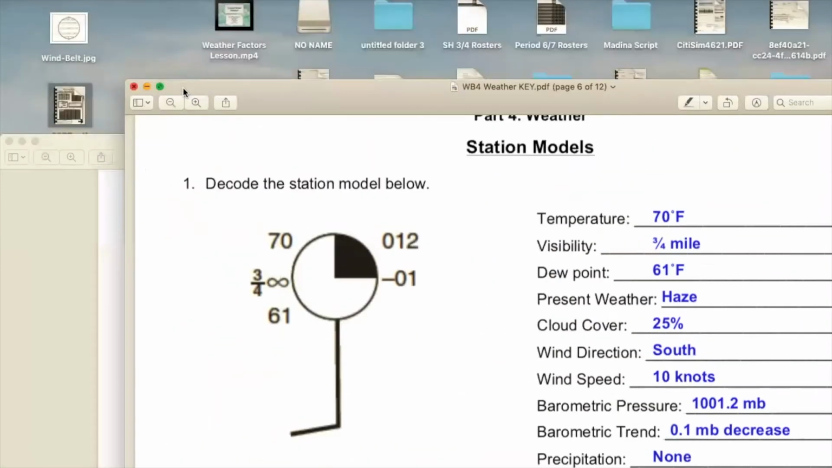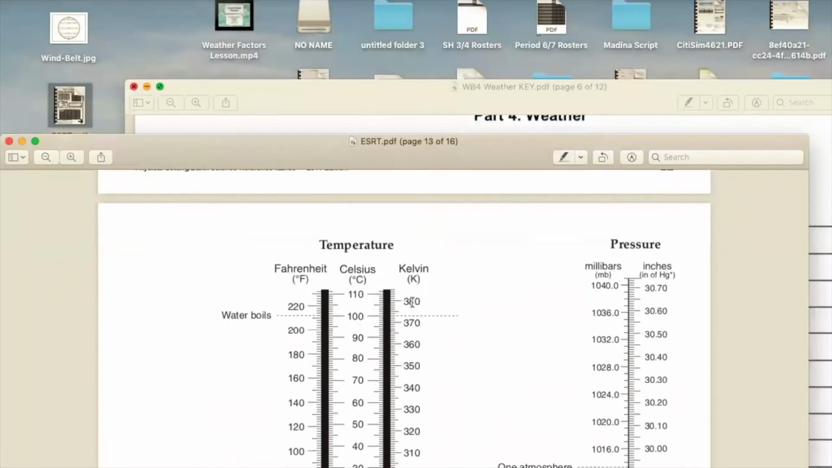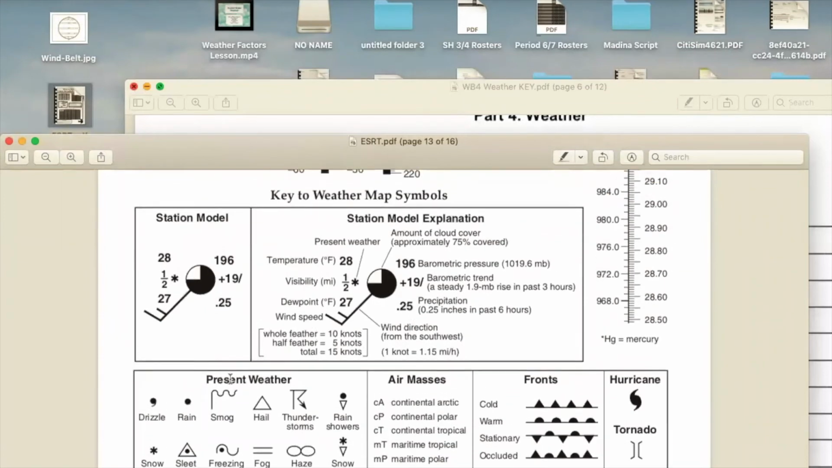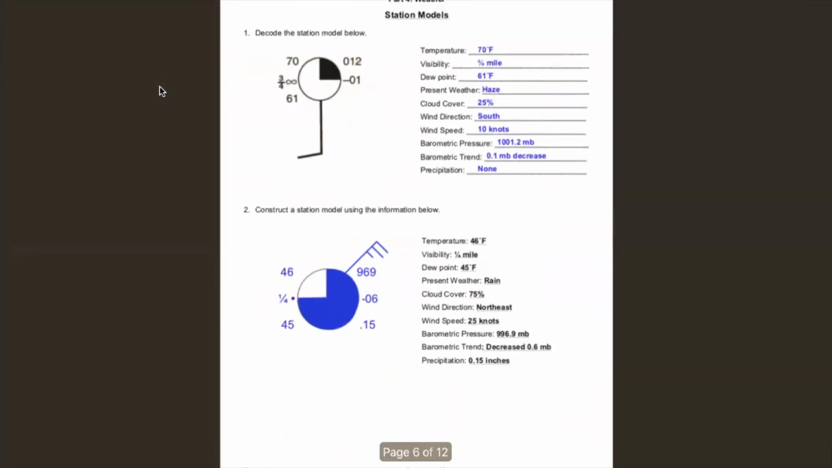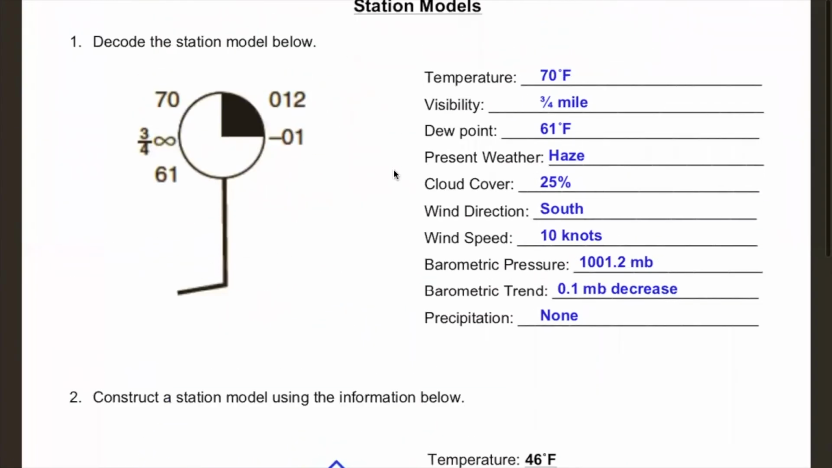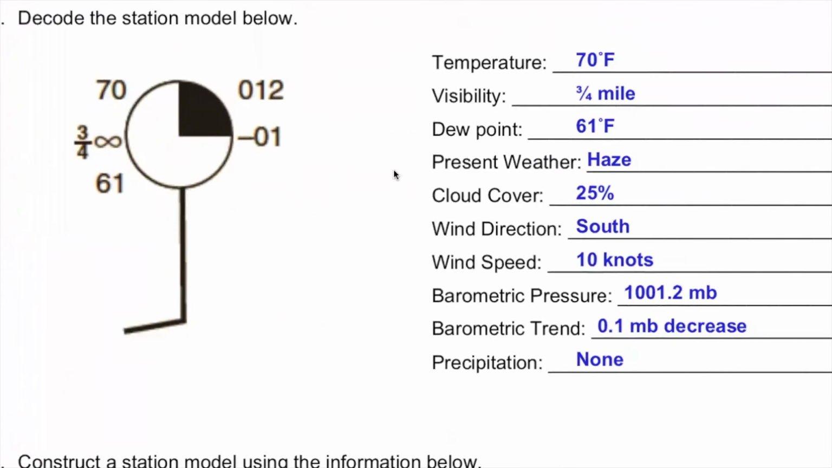There we go. All your information on your station model is right here. So it tells you where the temperature, barometric pressure, and everything else is. If you need help, that's where you should look. So if you found this on a map, what would you do? Well, I always start at the top left. You don't have to, but that is where they started. Temperature, this is the top left. That would be 70 degrees Fahrenheit.